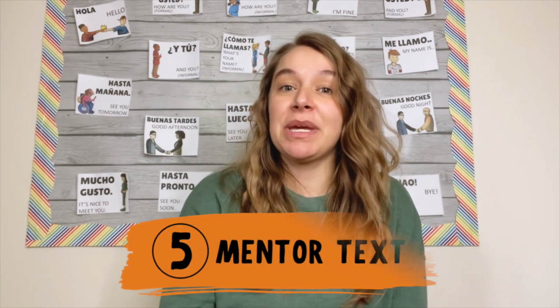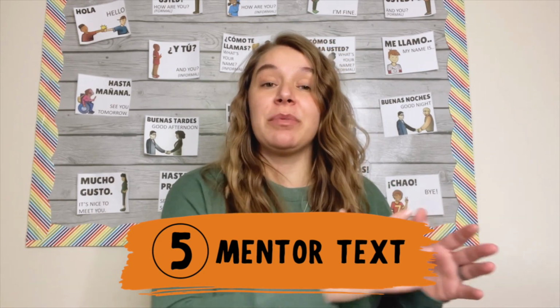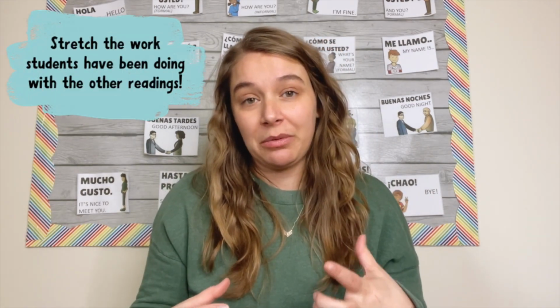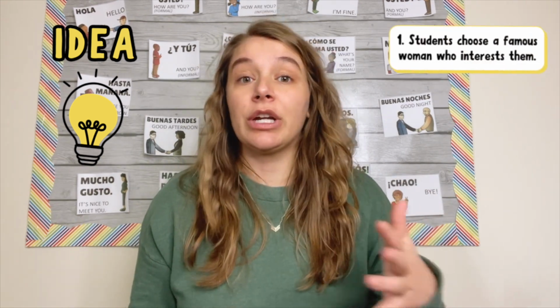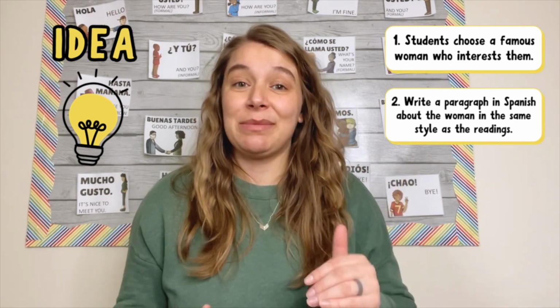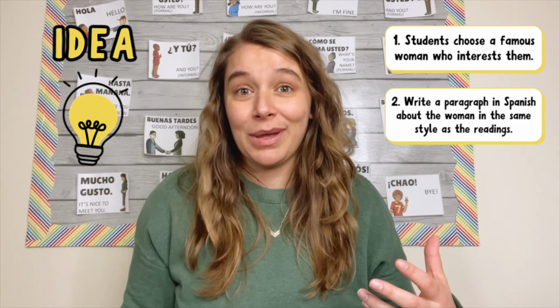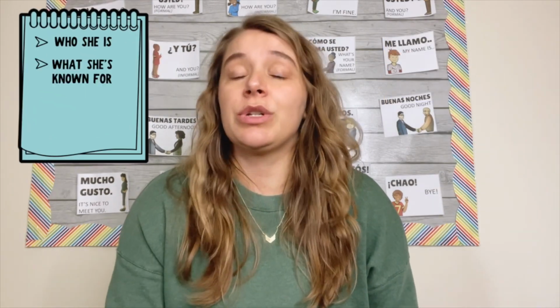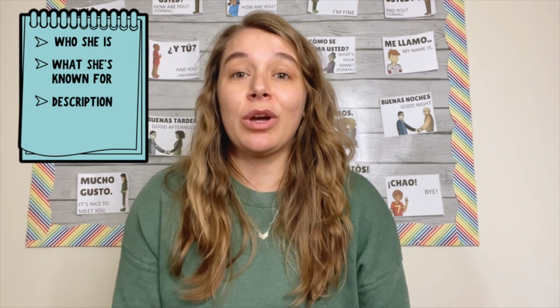Okay, activity number 5 is to use one of the readings as a mentor text. And this especially works well after they've been doing the warm-ups all month long. Maybe you get to the end of the month and you have 1 or 2 more days and you're out of readings. This is a great way to kind of stretch what they've been doing, right? If you wanted to lean into the famous women for Women's History Month, right, the month of March, you could just say, hey, student, pick a woman that you're interested in learning more about. Now you're going to write a paragraph in Spanish about them, and you're going to follow this same kind of setup of the reading that we've been using all month long. So you know, okay, you're going to say who she is, what she's known for, a description, and maybe 1 or 2 kind of notable achievements that you really want to stand out.